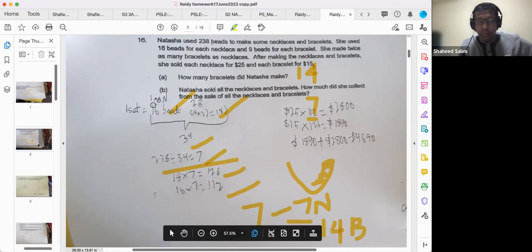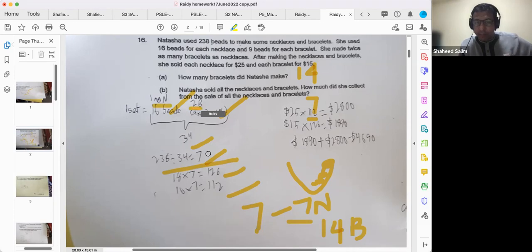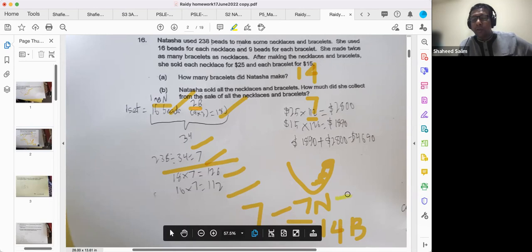Because one set, there's 1 necklace and 2 bracelets. So you find out there's 7 sets. So 7 times 2, 14. So you must find out what's the price. 7 times 25. 14 times 15. Then you add them together lah. You get it or not?